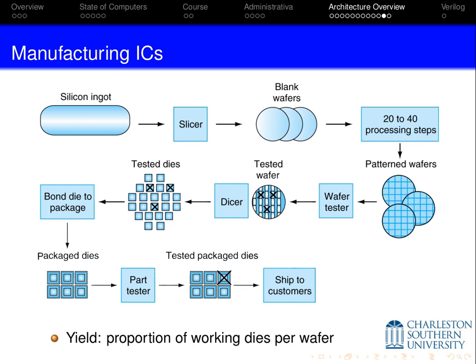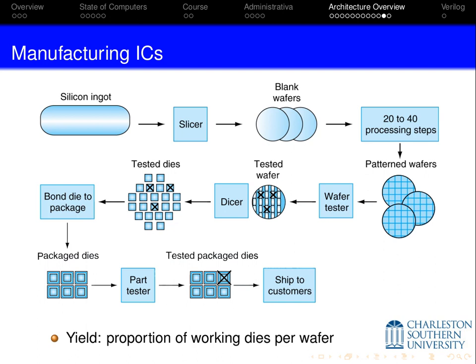We test the wafer, and we find out which ones are bad. So we dice up the ones that are good, and then we find out which of those diced up ones are bad. We bind it to a package, then we test the package, see which ones are bad, and throw those away, and then we can finally ship to the customer.